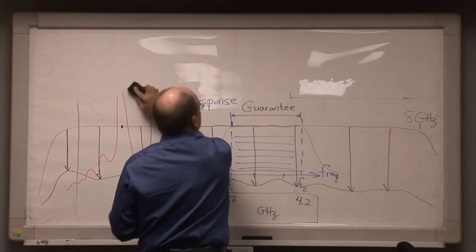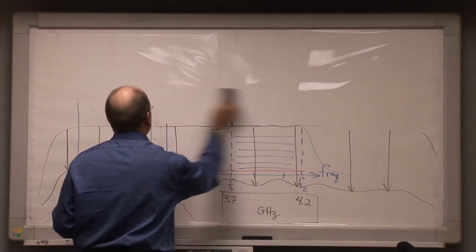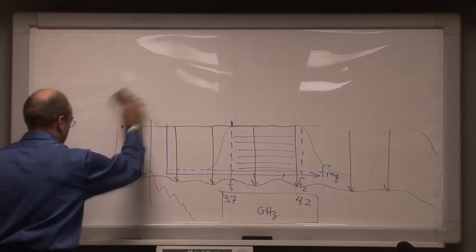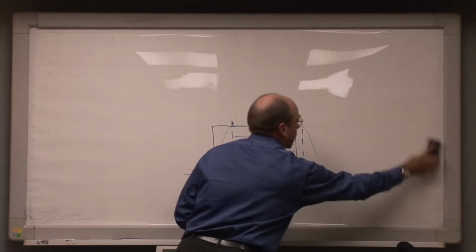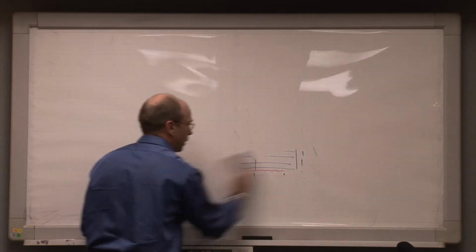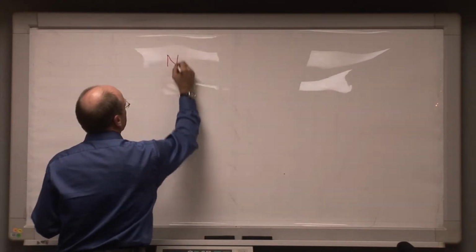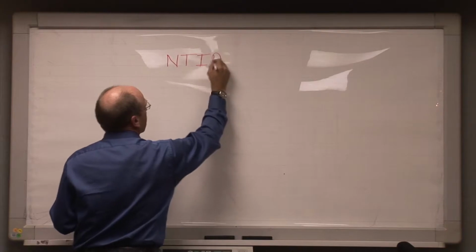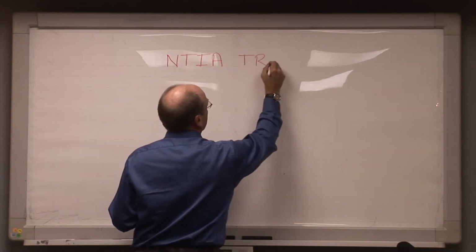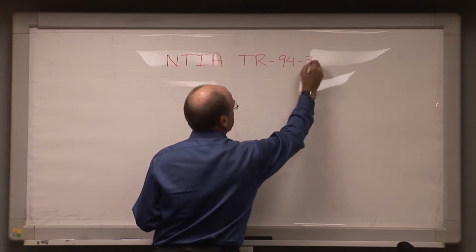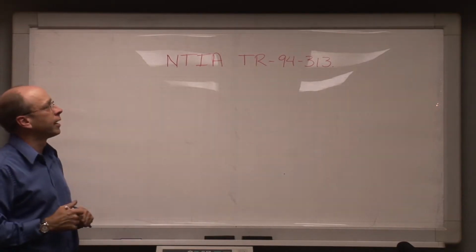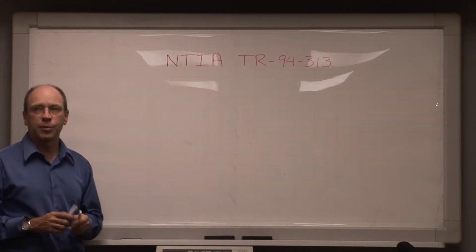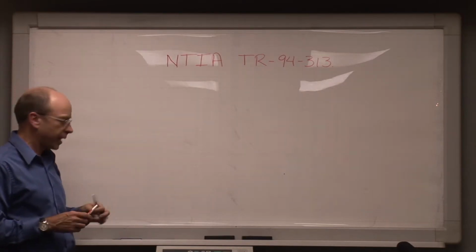Now, for more information on this topic, I'll mention right now that we wrote a report on the subject in 1994, and you can look up additional information in this report, which is NTIA Technical Report TR-94-313, and it is available on the ITS NTIA website, and it contains more information about the receiver responses and what happens to the amplifiers when they're hit by the high power signals.